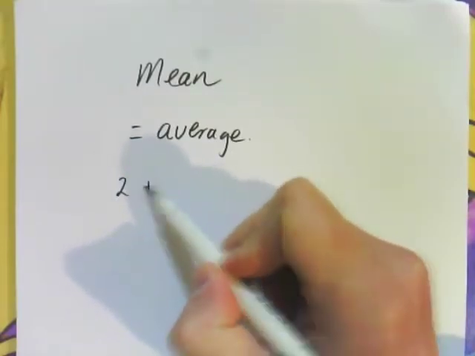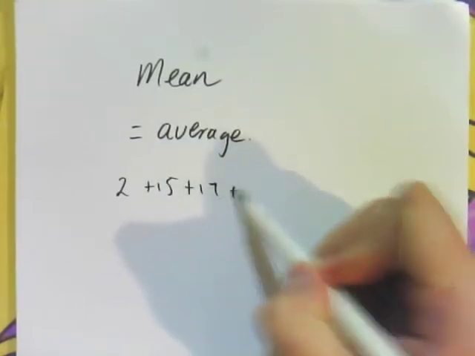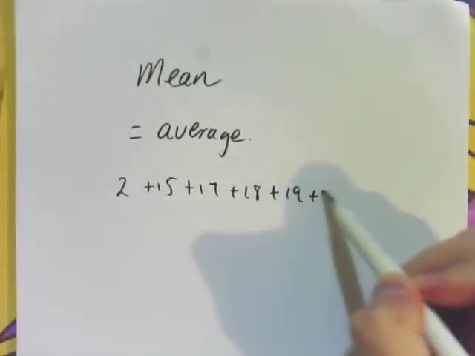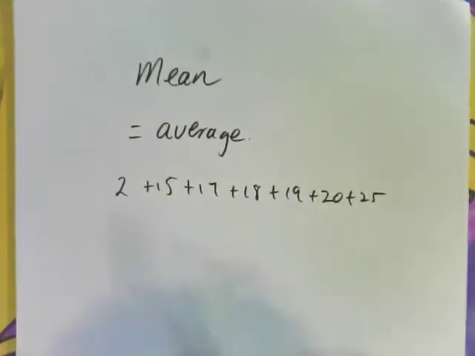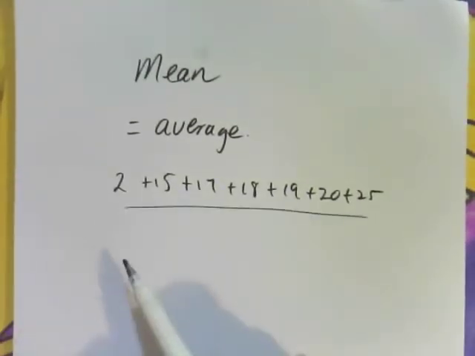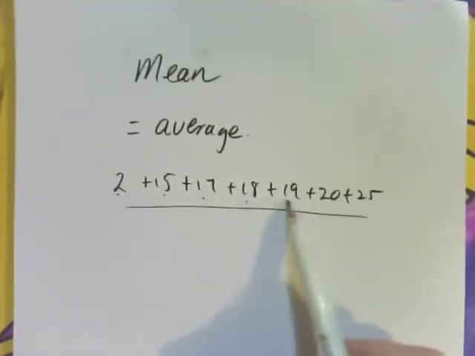2 plus 15 plus 17 plus 18 plus 19 plus 20 plus 25, and then you divide all of that by how many numbers there are. So 1, 2, 3, 4, 5, 6, 7. That's how you work out the average. There is an easier way.